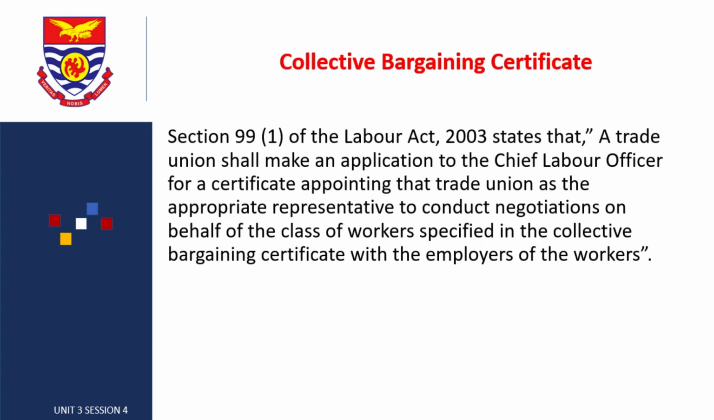Now, collective bargaining certificate. Before you can actually embark on that, you are given a certificate, and that is spelled out by Section 99 of the Labor Act 2003. It states that a trade union shall make an application to the chief labor officer for a certificate appointing that trade union as the appropriate representative to conduct negotiation on behalf of the class of workers specified in the collective bargaining certificate with the employers of the workers. As simple as that.